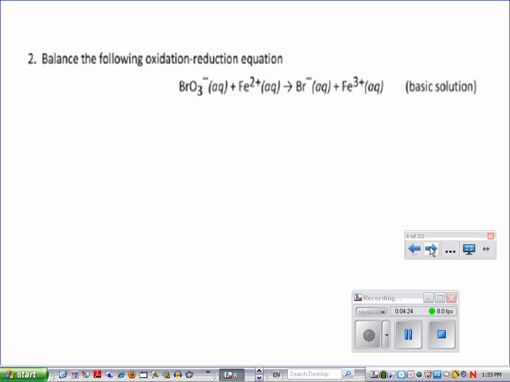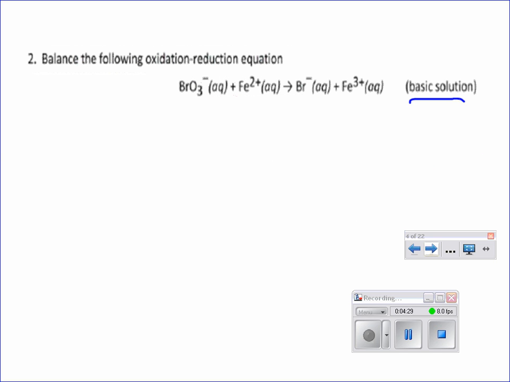Okay, let's move on to the next one. Now we're going to have to be a little bit more careful here because look what it says. Basic. You're going to do the exact same steps you've already done. We're just going to tack on an additional step at the end. What 2 elements are changing charge? Iron and bromine. So what do you want to do first?